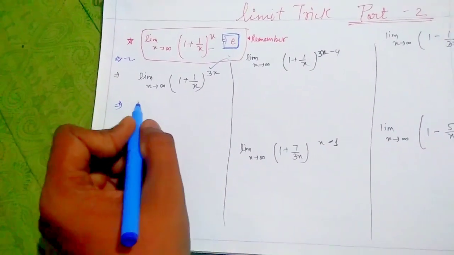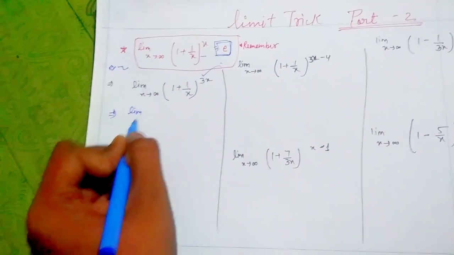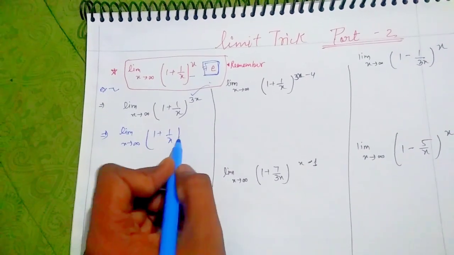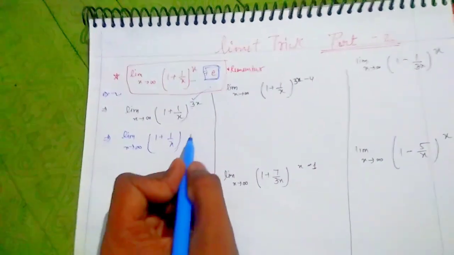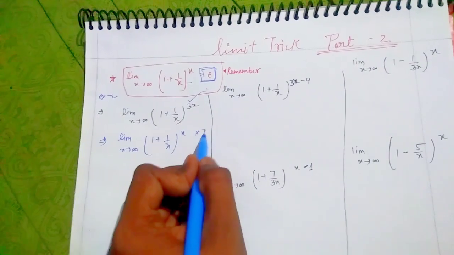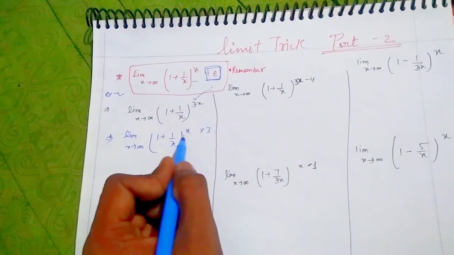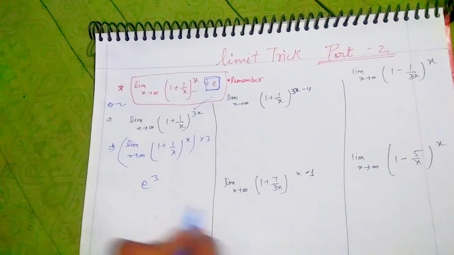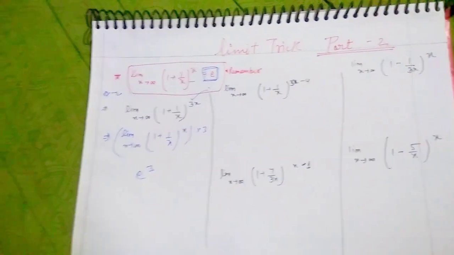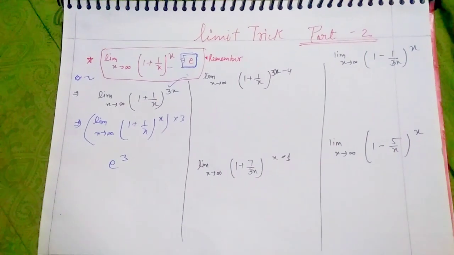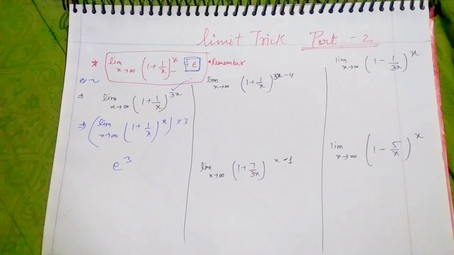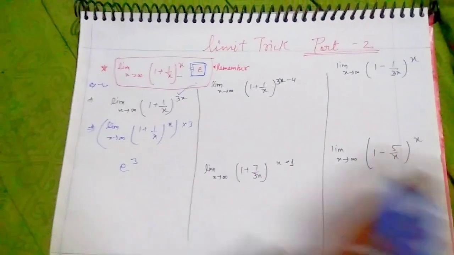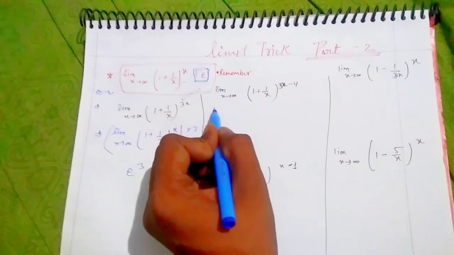For that we have to change this, so we can write limit x tends to infinity of (1 plus 1 by x), and we make this power x, and we write 3 there. So we know that the value of this is e, so your answer is e to the power 3. According to this, is it quick or not? I think it is super quick. So come to the next one.